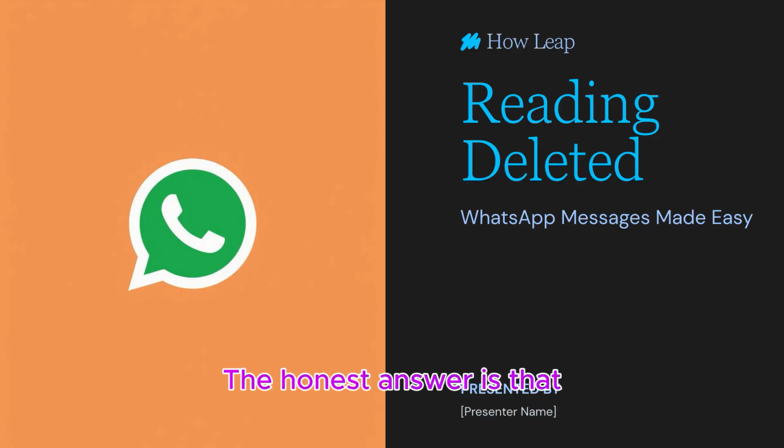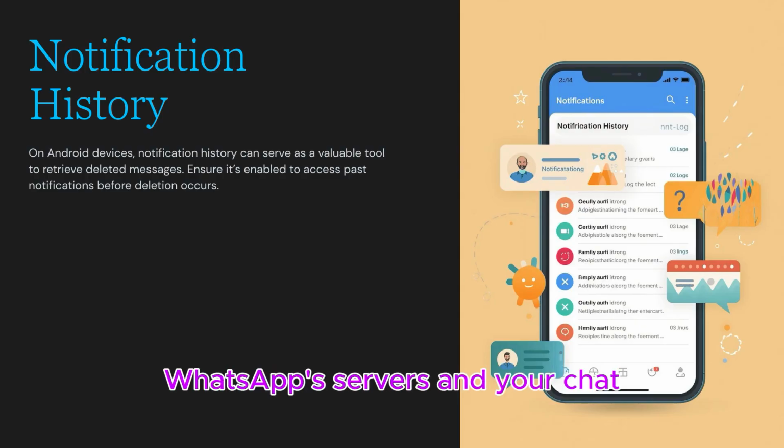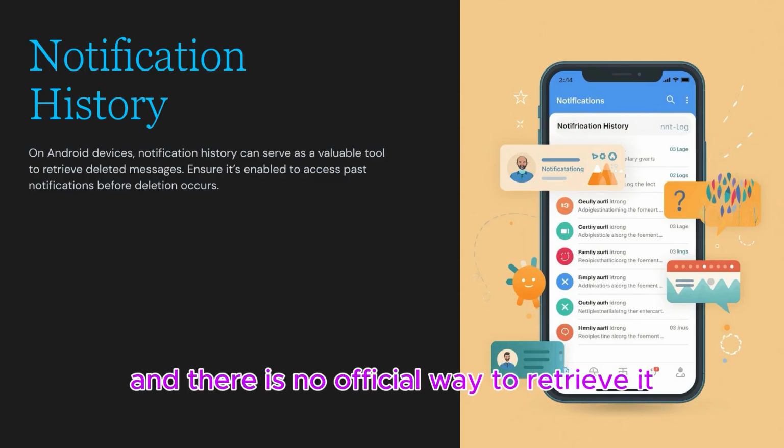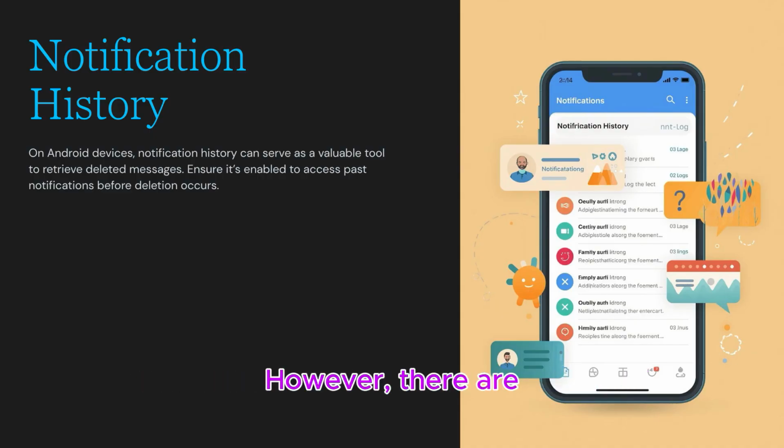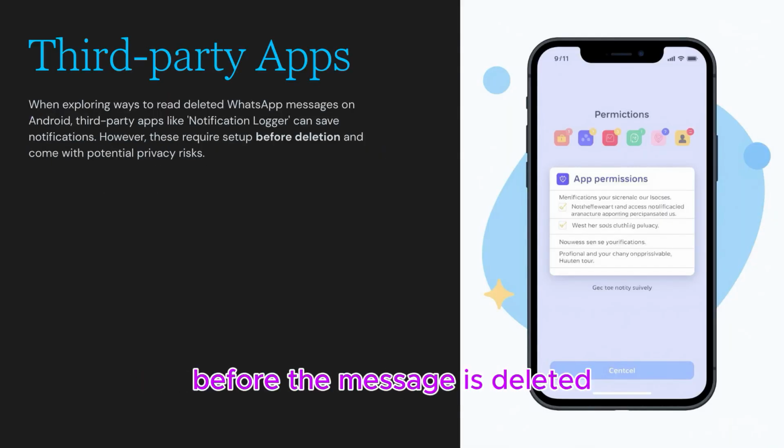The honest answer is that once a message is deleted by the sender, it is removed from WhatsApp's servers and your chat, and there is no official way to retrieve it. However, there are a few limited methods that might work if you act before the message is deleted.